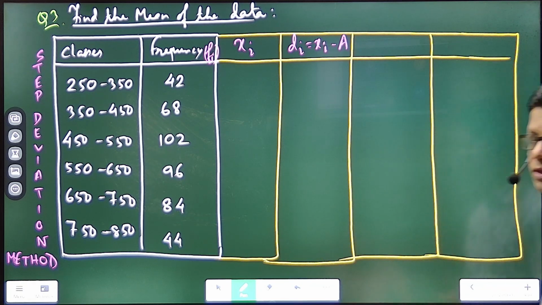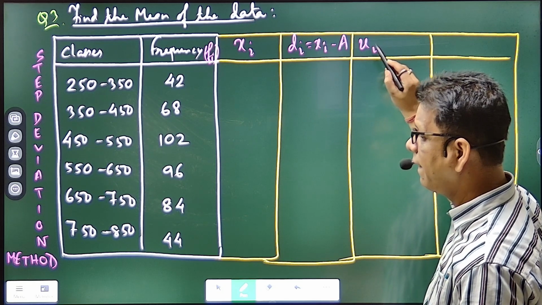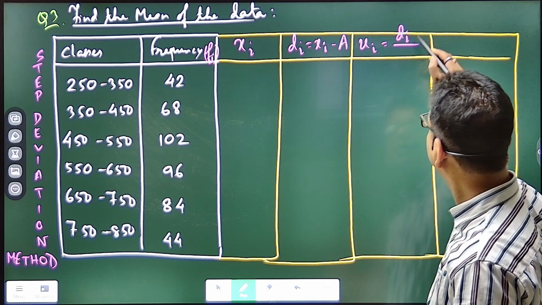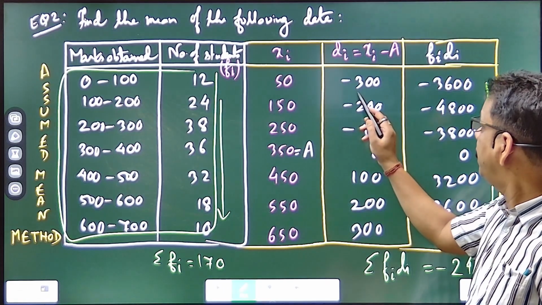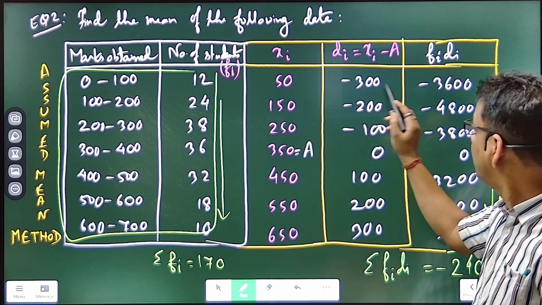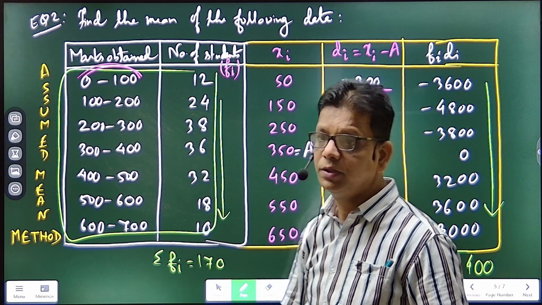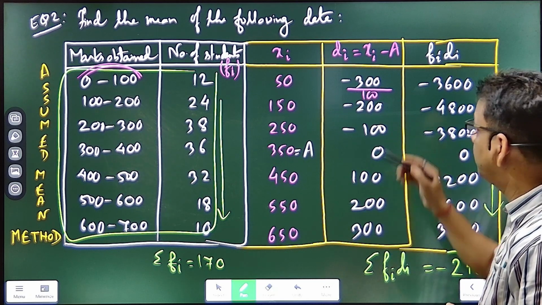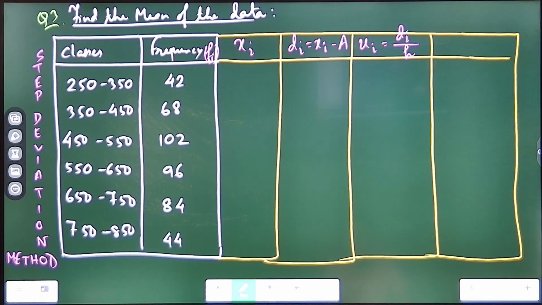Now the third column, just try to understand. Third column is ui. Now what is ui? Look at the board. The di that you will get, you just divide by h. What was di? Minus 300. What I have to do is divide by h. H means the gap, the size. What will be the answer? That will be ui. So your ui is di by h.